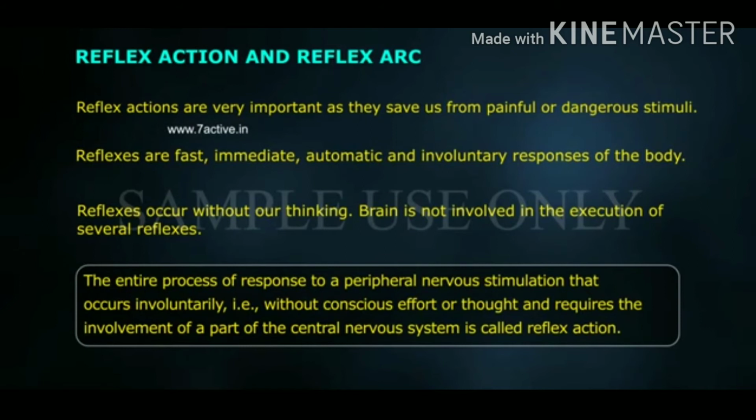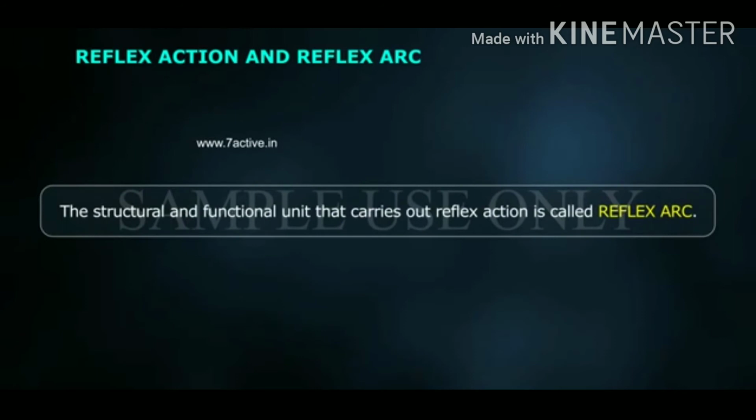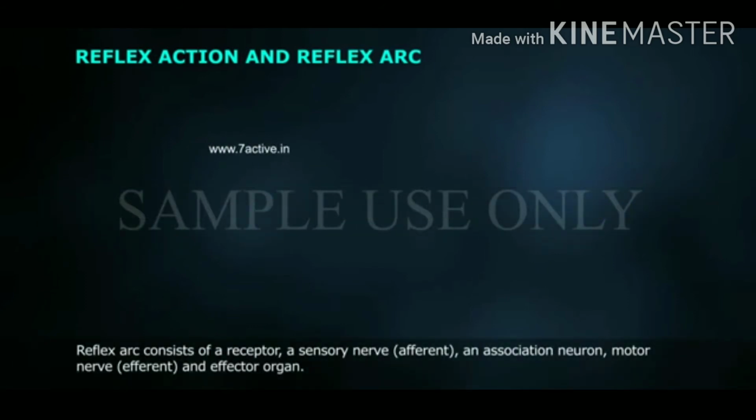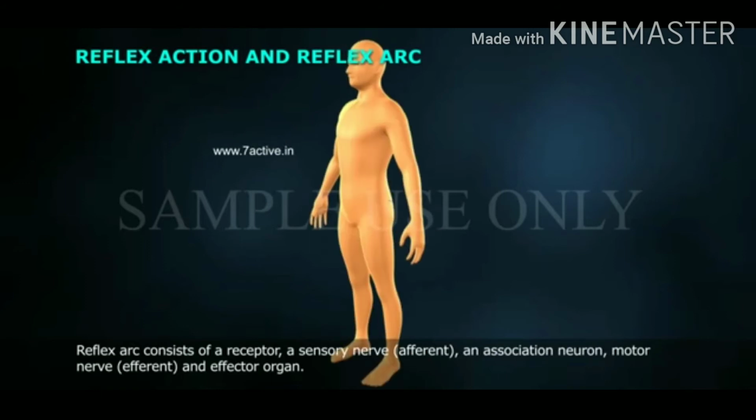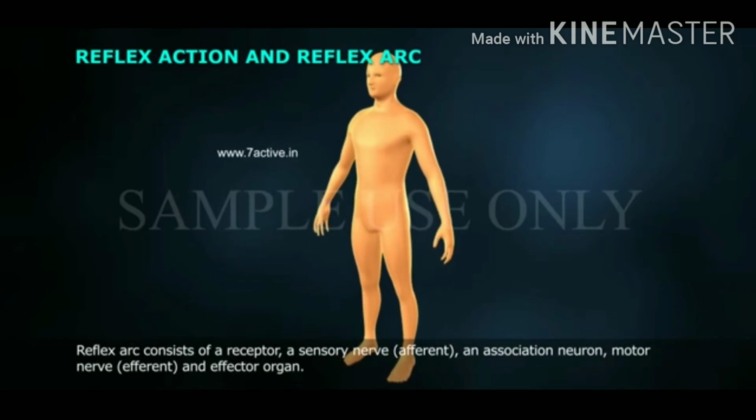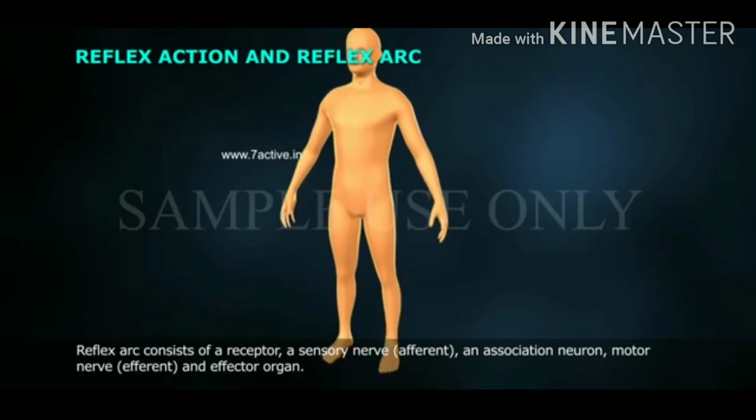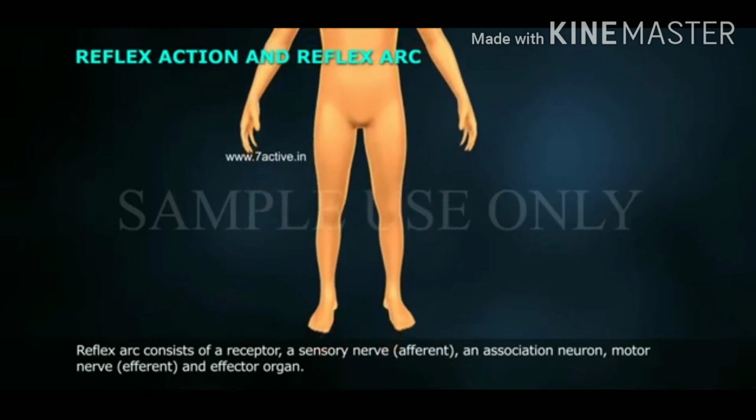The entire process of response to a peripheral nervous stimulation that occurs involuntarily, that is, without conscious effort or thought, and requires the involvement of a part of the central nervous system is called reflex action. The structural and functional unit that carries out reflex action is called reflex arc. Reflex arc consists of a receptor, a sensory nerve (afferent), an association neuron, a motor nerve (efferent), and an effector organ.